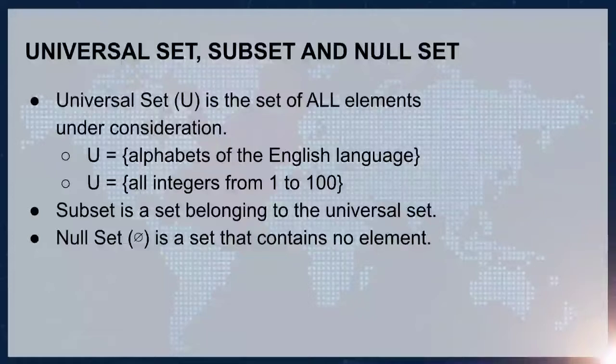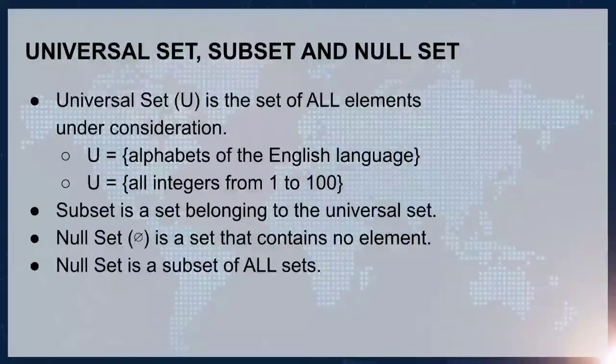By the way, no element is not equal to 0. 0 is an element. 0 is not equal to null set. 0 is between -1 and 1. Null set is empty. It's nothing. Okay? That's a difference. And with that definition, the null set is always a subset of any set, of all sets.